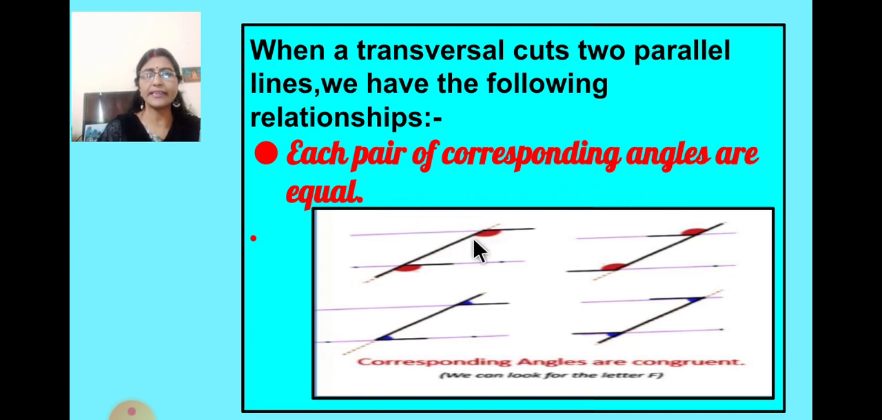So here you can see these are the corresponding angles. There are four pairs of, this is the second pair. They are corresponding to each other. This is another pair and this is the fourth pair. So there are four pairs of corresponding angles. They are equal. They are congruent, means they are equal.